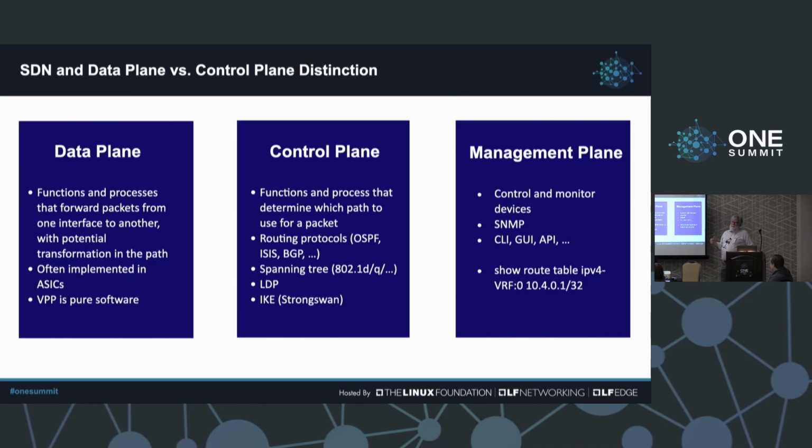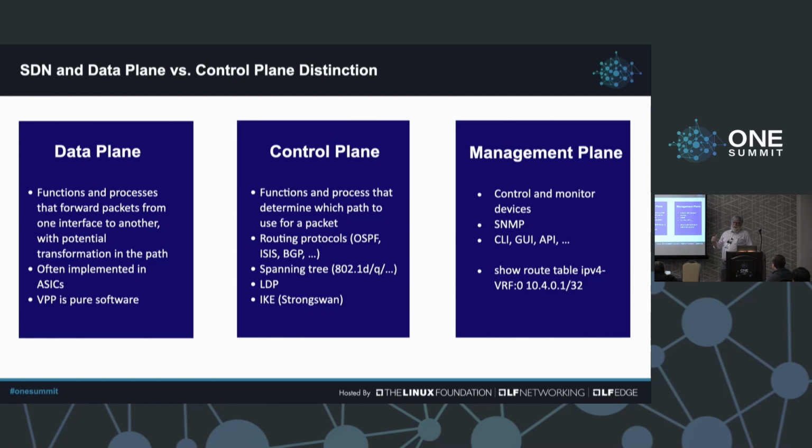Control planes are functions and processes that basically determine what path to take through the data plane. Examples of these are routing protocols like OSPF or BGP, spanning tree protocols so you don't end up with loops in your network, link distribution protocols, which is MPLS, the last time I mention that in my talk, and even things like IKE to determine what the security associations are can be thought of as control plane protocols.